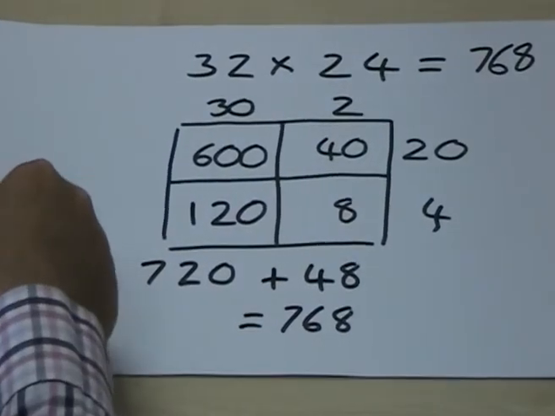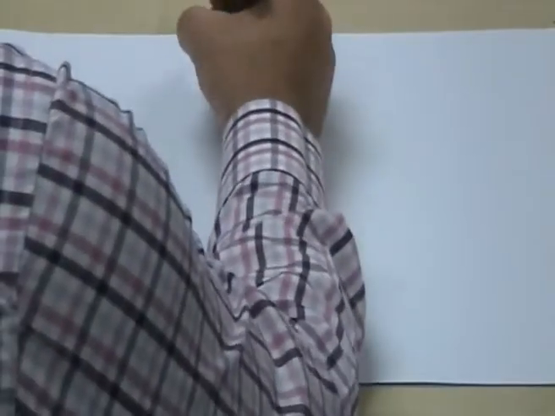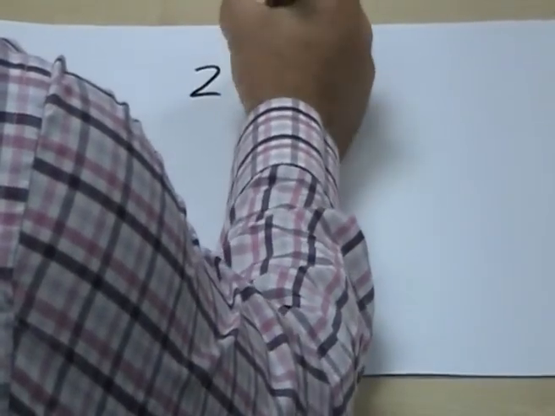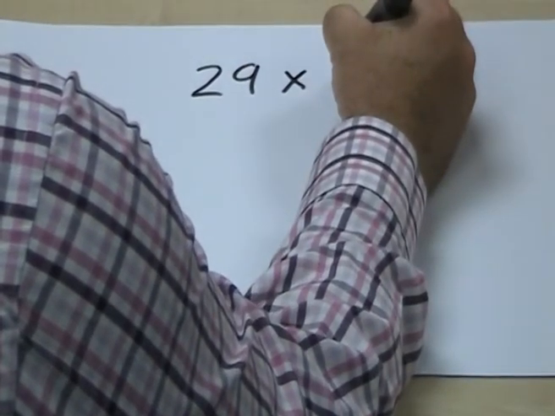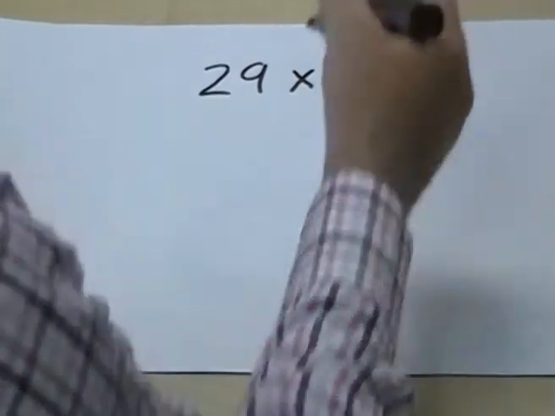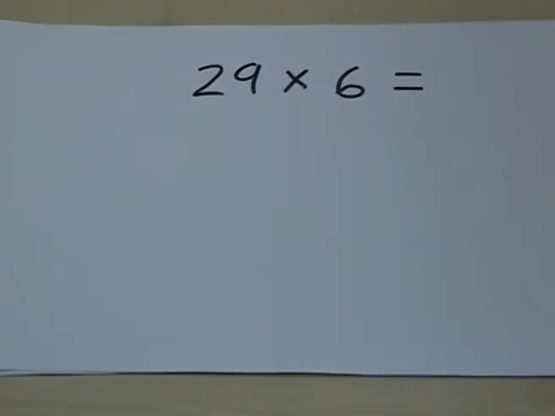We can use this method to multiply any size of number. The only difference is that the grids become larger and larger. Let's give one for yourselves to do. Pause the video, and then when you're ready you can turn it back on and we can check that your results are the same.